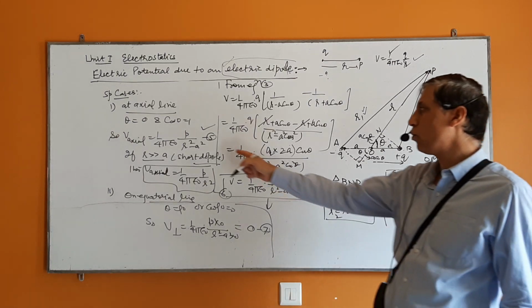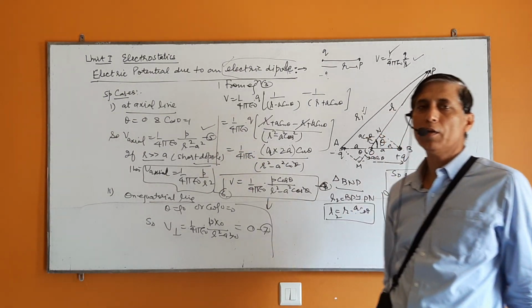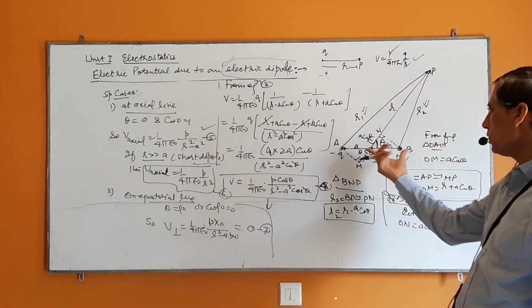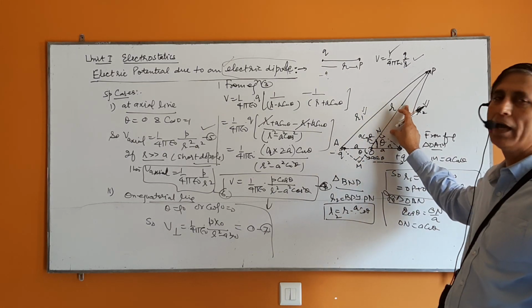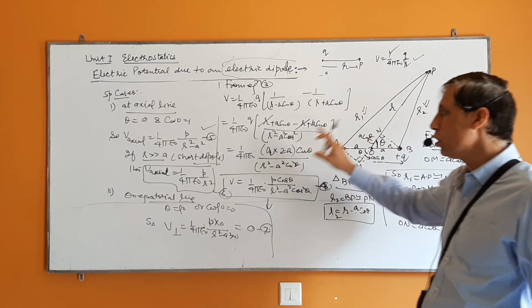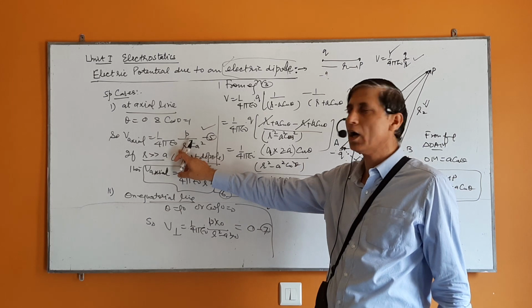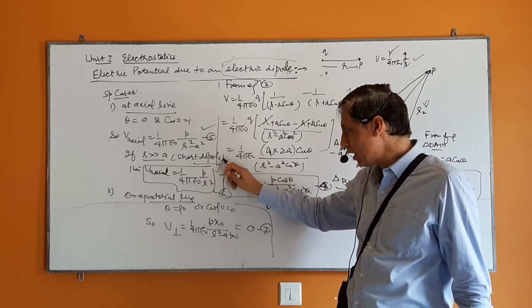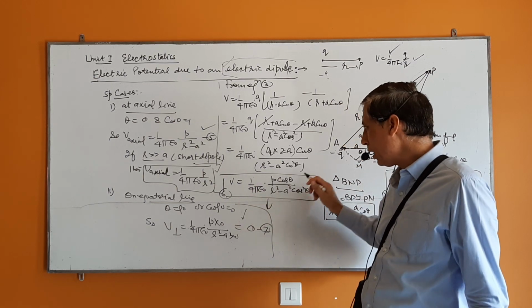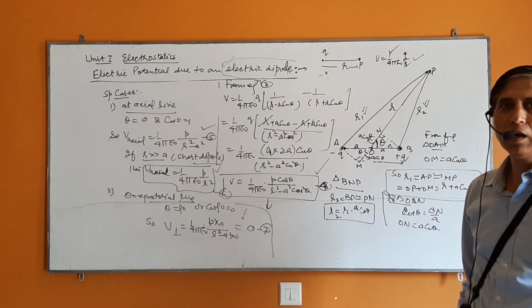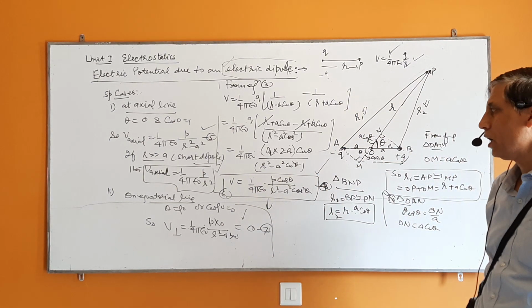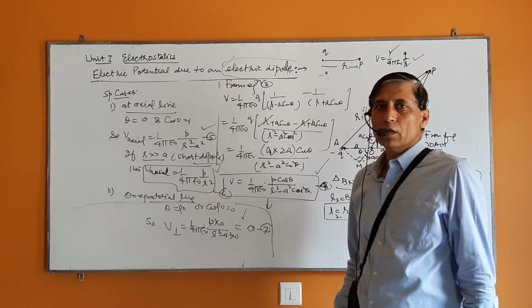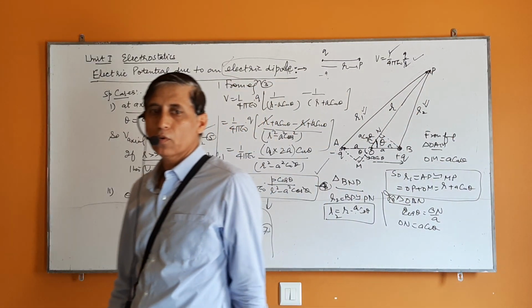And this is the result for a short dipole. As we all know, dipole is always short. Short means this length is very small as compared to this R, so A can be neglected with respect to R. So this is the result for electric dipole on axial line, on equatorial line, and this is at any general point. So this is the formula for electric dipole.